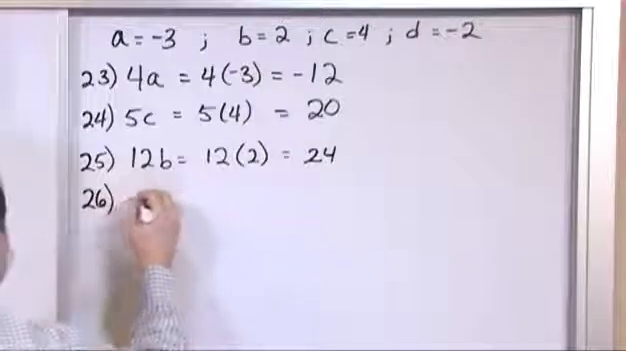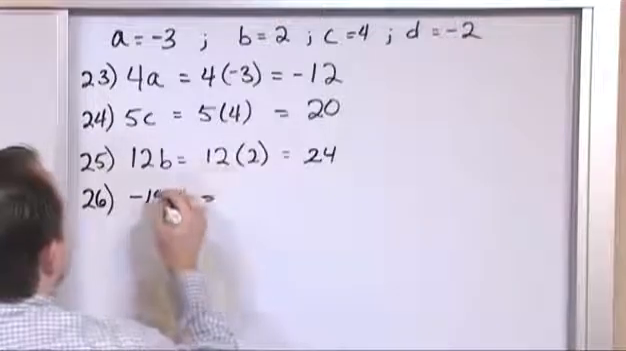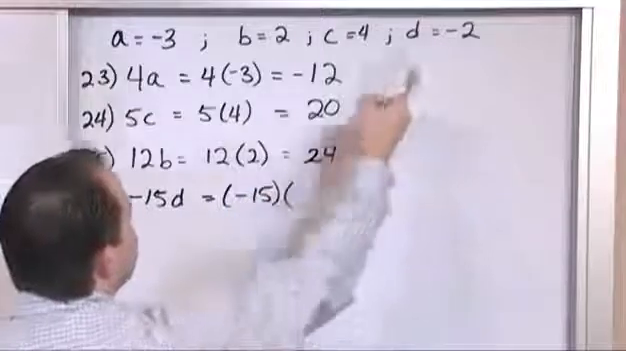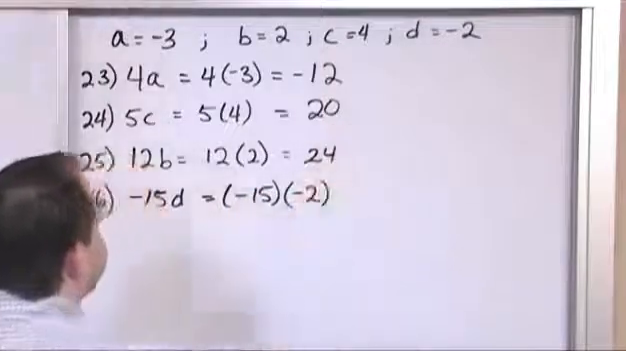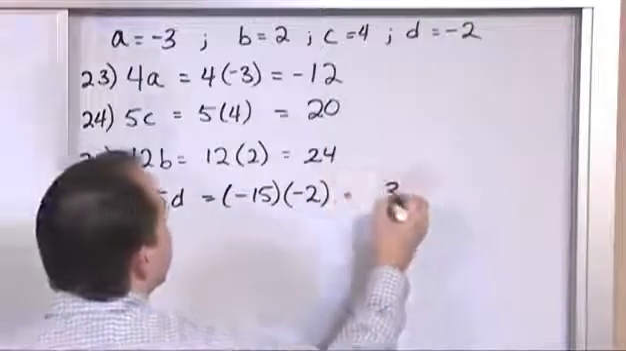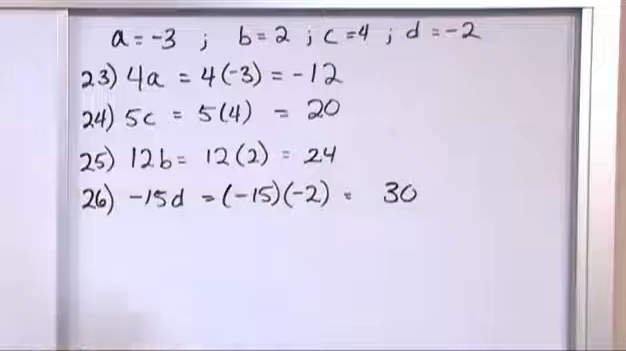What if you had negative 15 times d? Negative 15 times d. So you have negative 15, and d is negative 2. And so what you need to do is look, 15 times 2 is 30. Negative times negative gives me positive, so there's nothing else to do there. It's already positive.